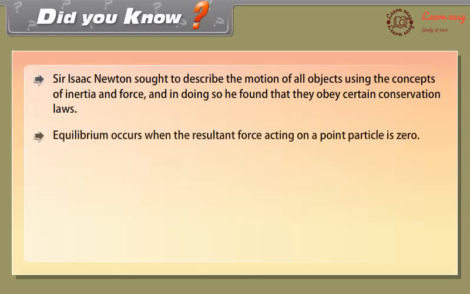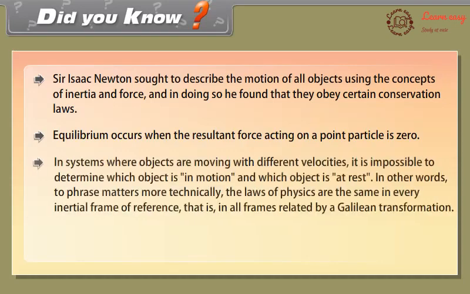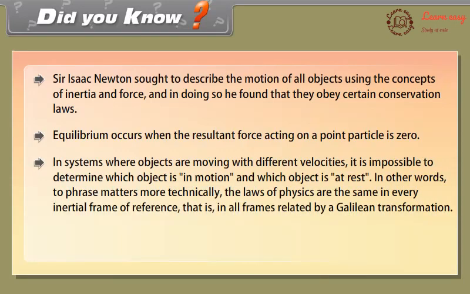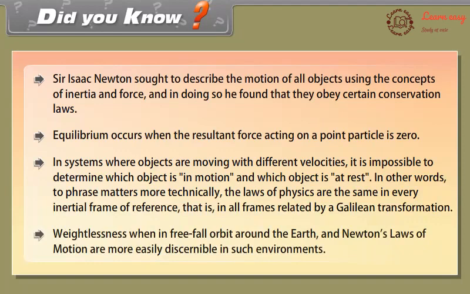Equilibrium occurs when the resultant force acting on a point particle is zero. In systems where objects are moving with different velocities, it is impossible to determine which object is in motion and which object is at rest. In other words, to phrase matters more technically, the laws of physics are the same in every inertial frame of reference, that is, in all frames related by a Galilean transformation. Weightlessness is experienced in free-fall orbit around the Earth, and Newton's laws of motion are more easily discernible in such environments.